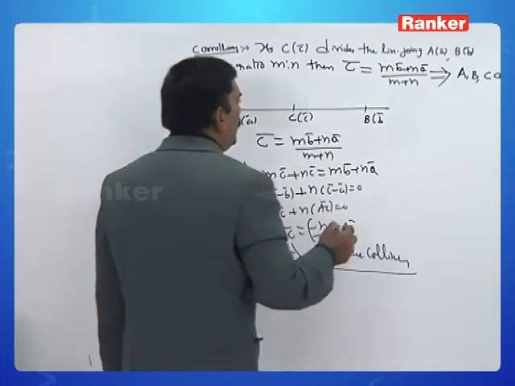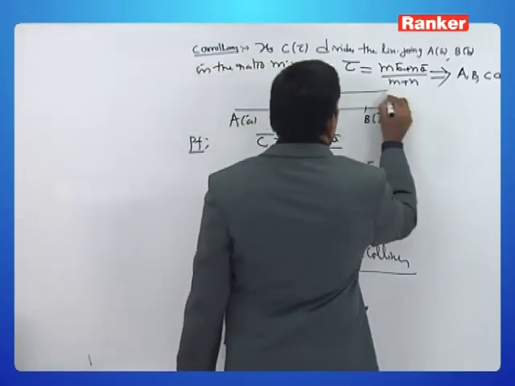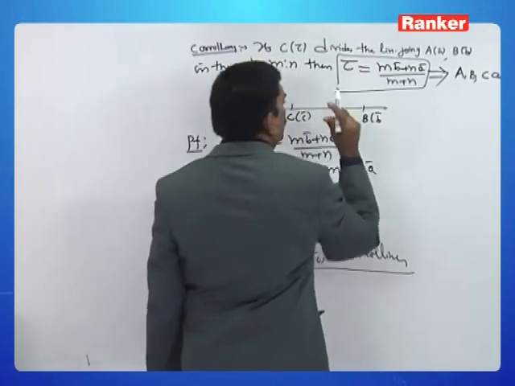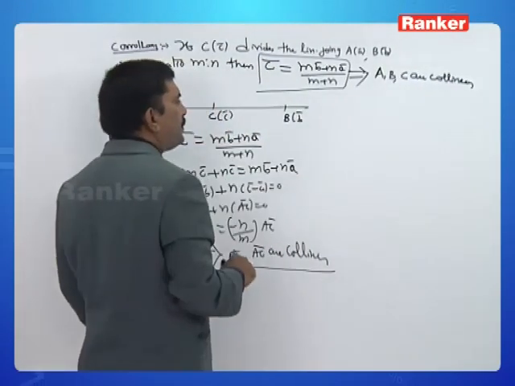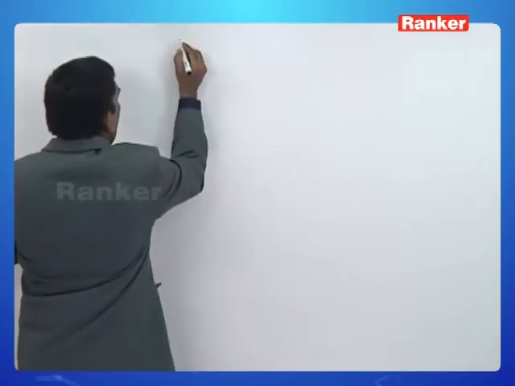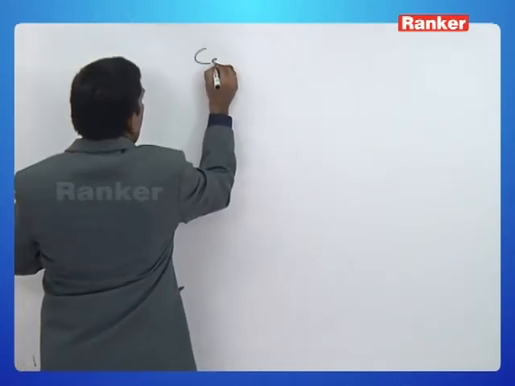So therefore, whenever you come across this, then certainly they are collinear, and it divides in the ratio M is to N. M is to N, right. Now I am going for next.